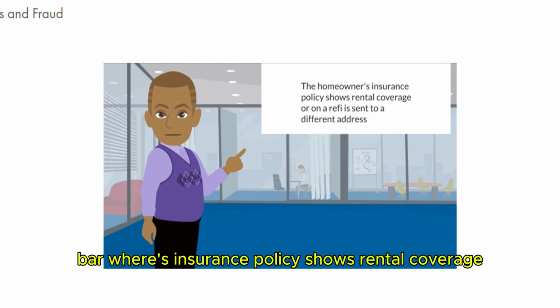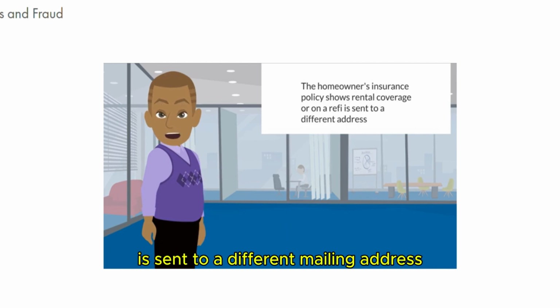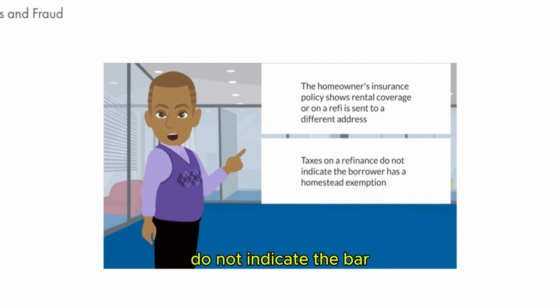The borrower's insurance policy shows rental coverage, or on a refinance is sent to a different mailing address, and the taxes on a refinance do not indicate the borrower has a homestead exemption.